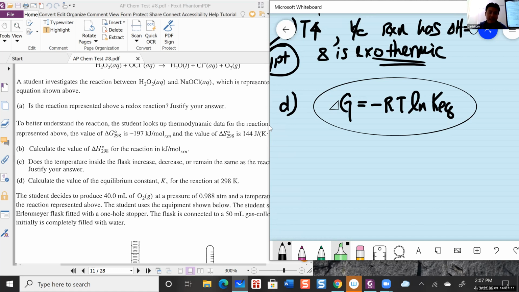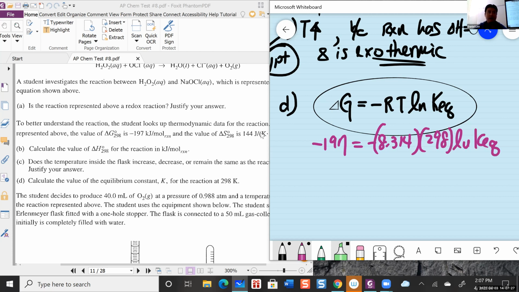Now, when we plug this in, we can also plug in incorrectly. So for example, delta G was negative 197 and R is 8.314. Do not plug in 0.0821, and temperature is 298, and this is natural log of K. If I did this, I would have gotten the wrong answer. Once again, this is in kilojoules, so your R has to be divided by 1,000 to convert it to kilojoules. So don't forget to do that. If you use kilojoules, R must be divided by 1,000.